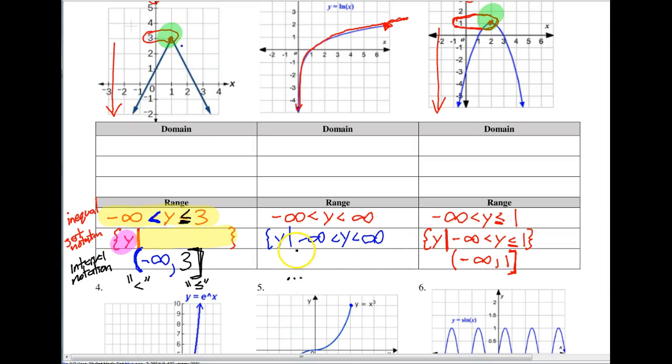And the interval would be both parentheses, because infinity is always parentheses no matter what. You can't actually get to infinity. And it'll be negative infinity here, comma, and then infinity. You don't need to put a plus sign on the positive one. It's assumed as positive, regular numbers.